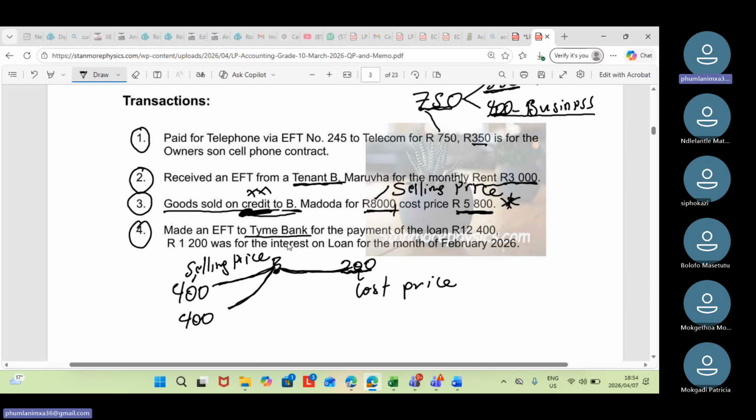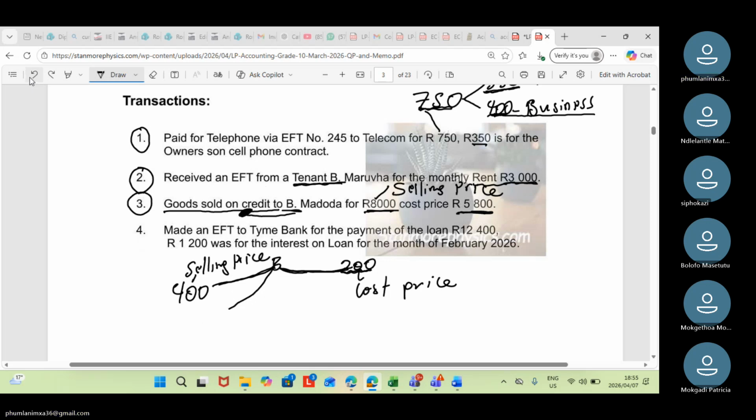We don't know the amount of the loan. Whether it's 20,000, 100,000, we don't know. But what we know is that now we're making a payment of how much? 12,400. Made an EFT to Time Bank for the payment. We are paying a loan. Right? So made a payment of 12,400. What else are they saying? 1,200 was made for the interest on the loan for the month of February 2024.